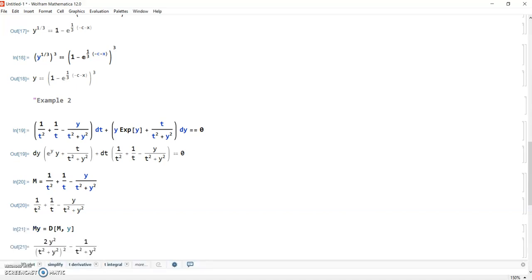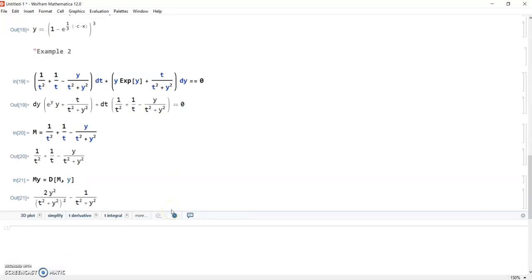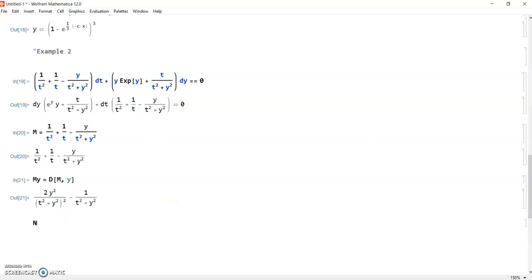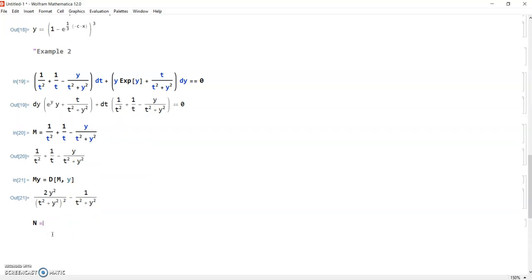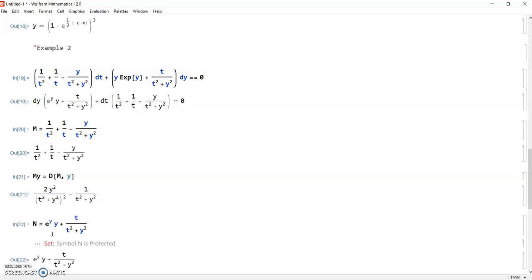So I get this expression. Now let's define the N function. N is equal to, which one? N will be the one which will be with the dy. Control V. Okay, so this is the N, and I will execute it.